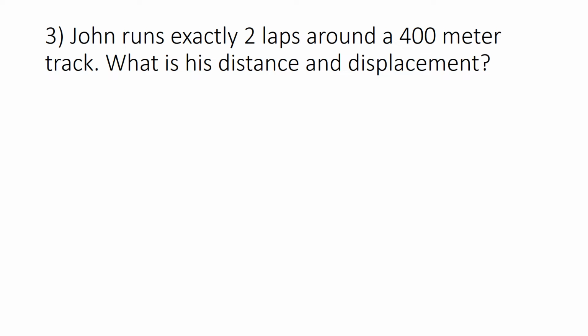John runs exactly 2 laps around a 400-meter track. So you have a track, and that track is 400 meters. I guess that's pretty standard. That'll be important later. And he runs 2 laps around it. So he goes around it once and he goes around it twice. So what's his total distance? His total distance is 800 kilometers.